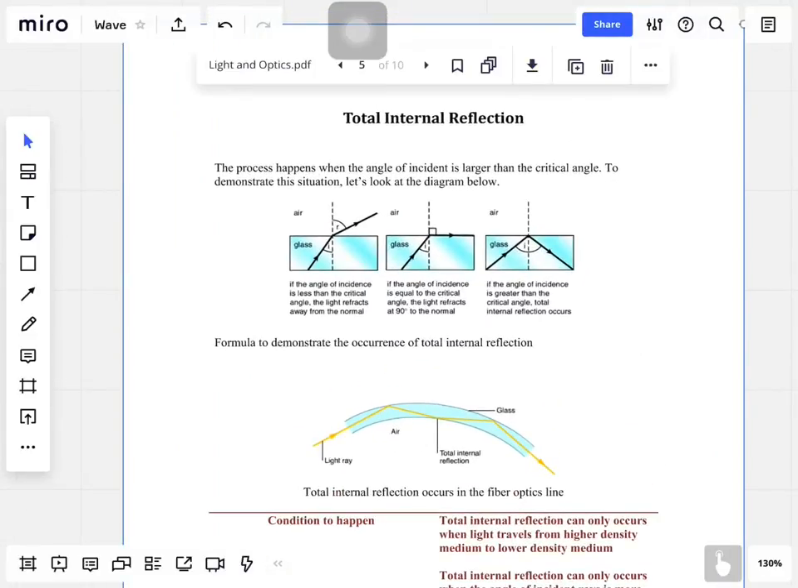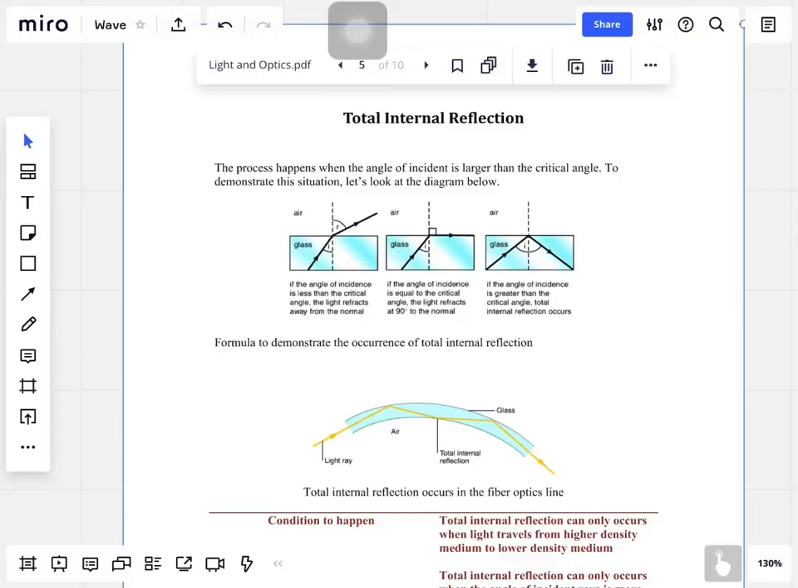Okay, question 5 actually explains total internal reflection. This is really a very important chapter as well. The process happens when the angle of incident is larger than a critical angle. So the question is, what is this trying to tell you? What do you mean by the angle of incident is larger than a critical angle?